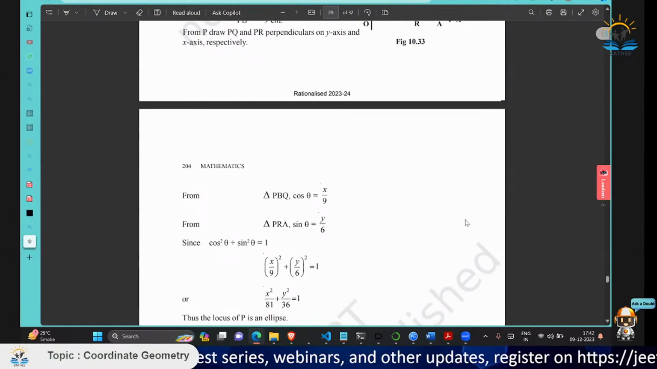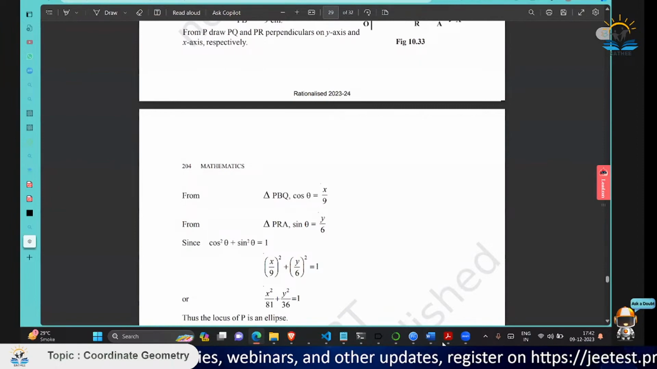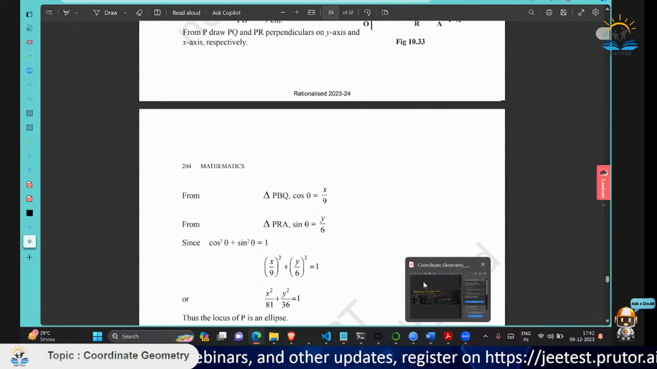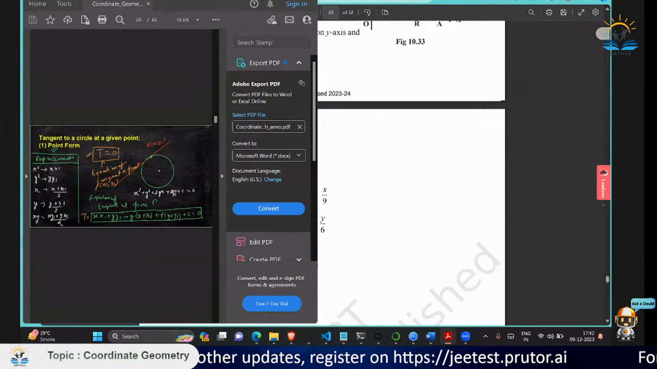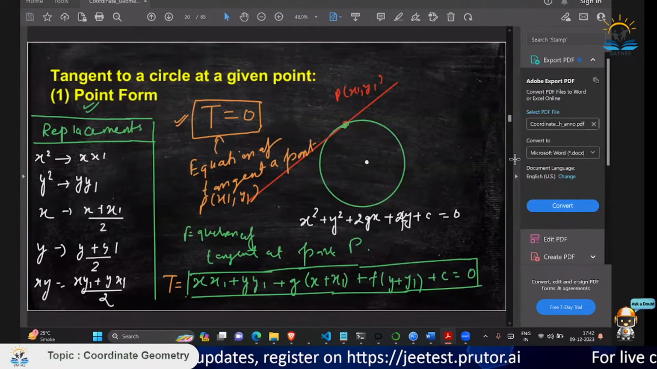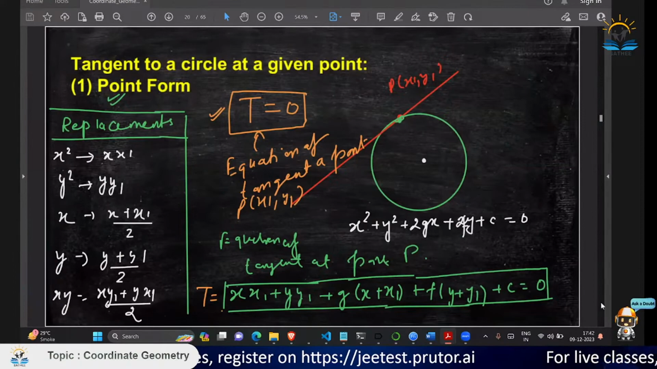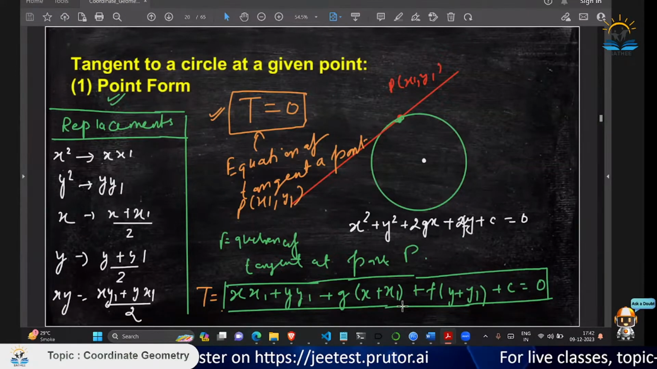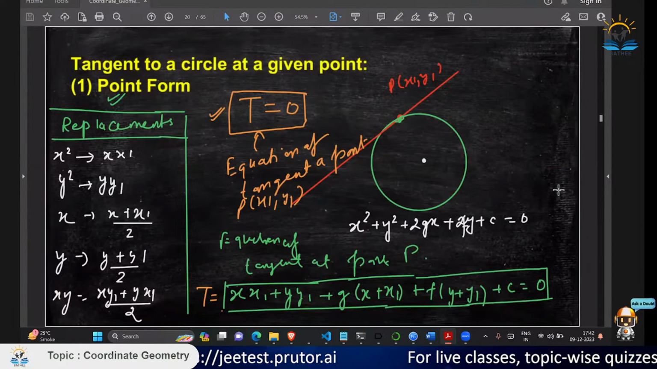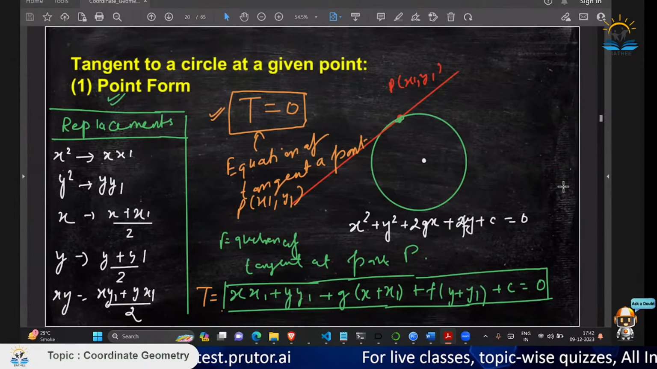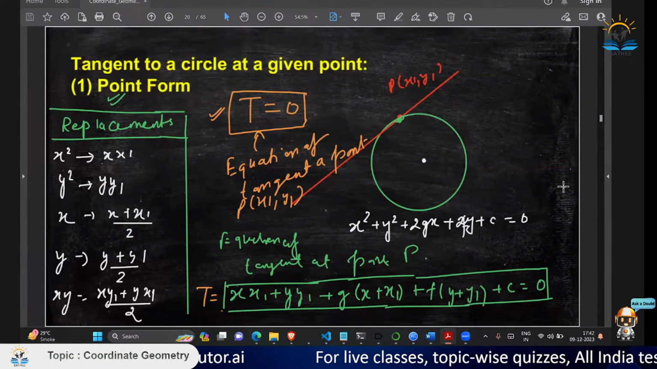Okay, let me show you some other thing. Let me go through some points which are extremely important. So let's see the tangent of a circle at a given point.